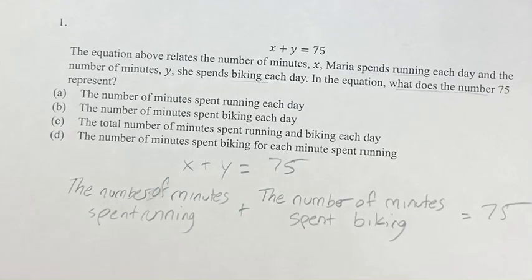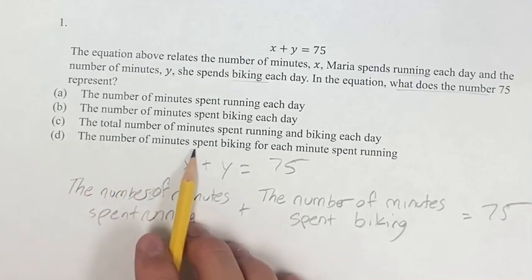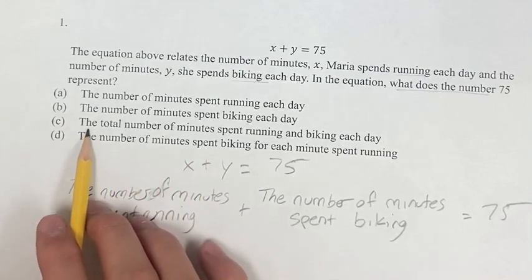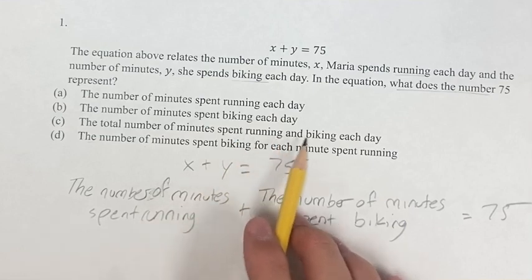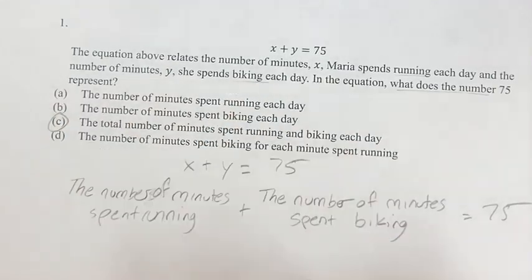And if we look at what we've written here, we sort of have our answer. We have the number of minutes she spent running plus the number of minutes she spent biking. The sum of these two is equal to 75. So out of these four answers, that most closely lines up with C, the total number of minutes spent running and biking each day. Adding the two, it'll come out to 75, which means C is going to be your final answer.